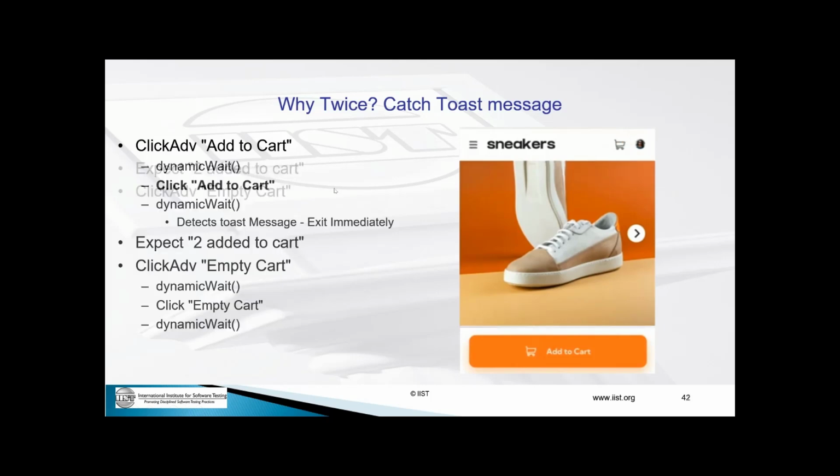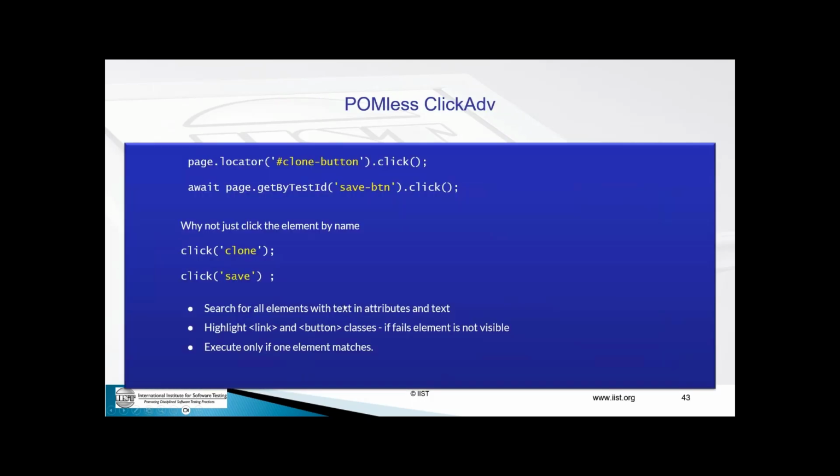So what I want to do is do the dynamic wait, click that add to cart, and we detect that there was a toast message. We get out immediately. We do the expect that 2 added to the cart appeared on the screen. And then we might want to click on empty cart. And now you might get another message that says, hey, empty cart appeared on this. And we might expect that empty cart appears on the screen. So that's all kind of brought everything into one location. So let's get it out to our last thing, which is the whole point of this whole thing.